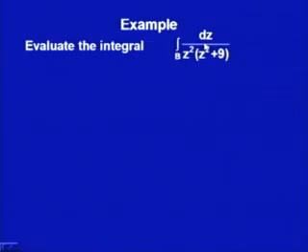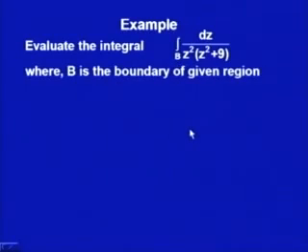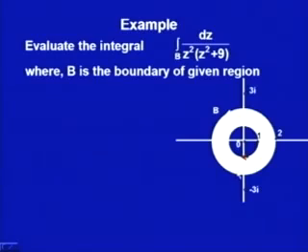Evaluate this integral dz upon z square into z square plus 9 along the boundary B, where B is the boundary of this given region, that is a disk where mod z is lying between 1 and 2. Along this boundary we have to evaluate the integral of this function. You see, this function is not analytic at z equal to 0 and z equal to plus minus 3i. Z equal to 0 is the origin, plus minus 3i they are here.